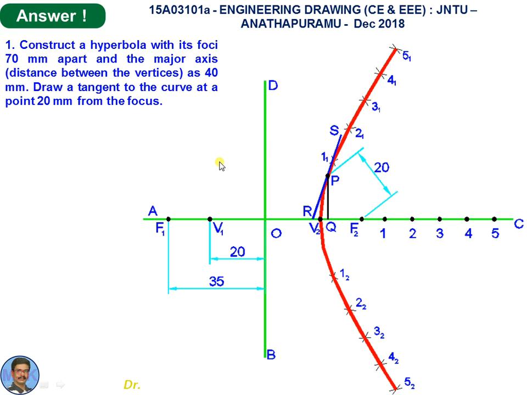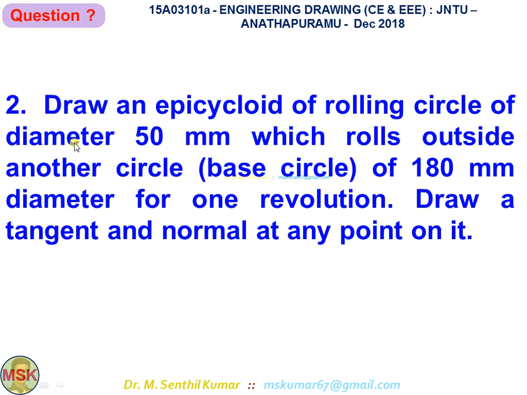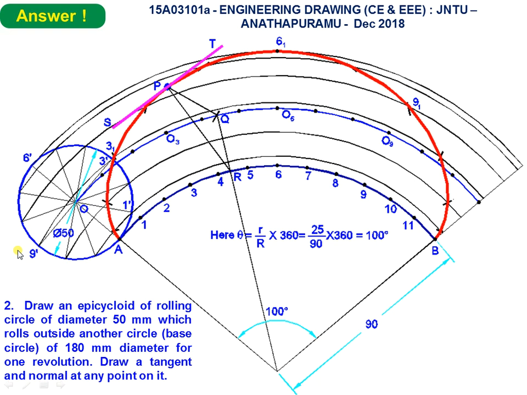The second question is, draw an epicycloid of a rolling circle of diameter 50 mm which rolls outside another circle, the base circle, of 180 mm diameter for one revolution. Draw a tangent and normal at any point on it. It is an epicycloid. Epicycloid means the circle will be rolling on a circular surface outside of it. If it is inside of it, that is called a hypocycloid. So this is the question.